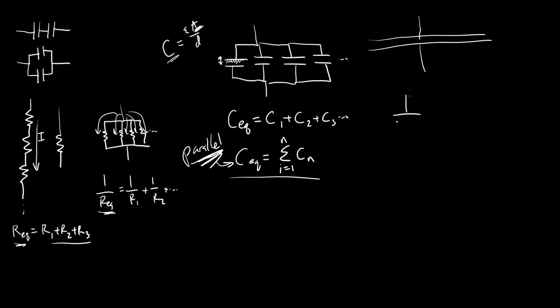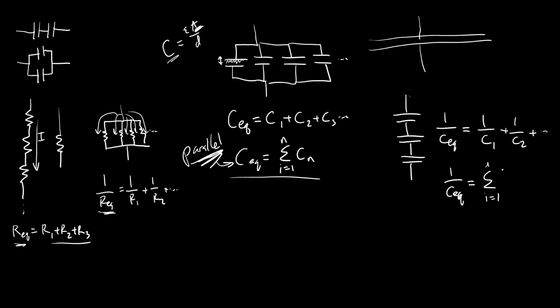Now, for capacitors in series, this is the one that maybe is a little less intuitive at first. As we add capacitors in series, we get the same type of mathematical relationship we had for resistors in parallel. The capacitances add inversely, so as you add more of them, the total capacitance goes down. Writing that in summation notation, 1 over the equivalent capacitance is equal to the sum from i equals 1 to n of 1 over Ci.